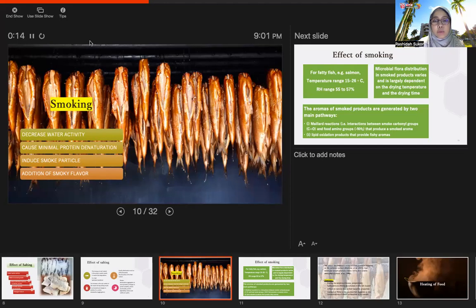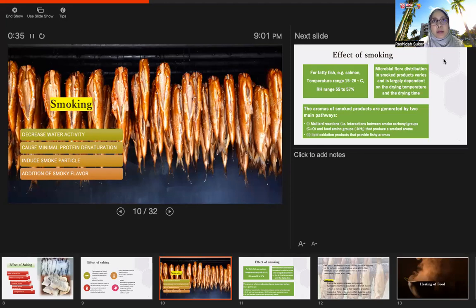Okay, we shall continue with the second part of the food processing, which is the smoking. Smoking, as I have mentioned earlier, is part of the curing process. So what happens during smoking? It will decrease water activity.